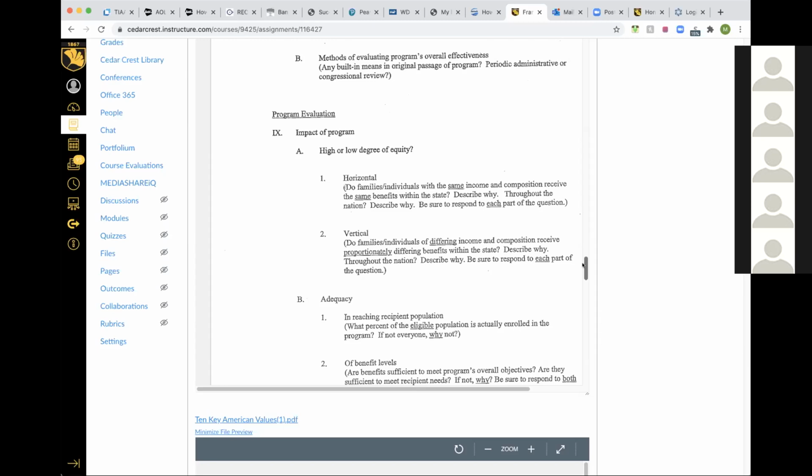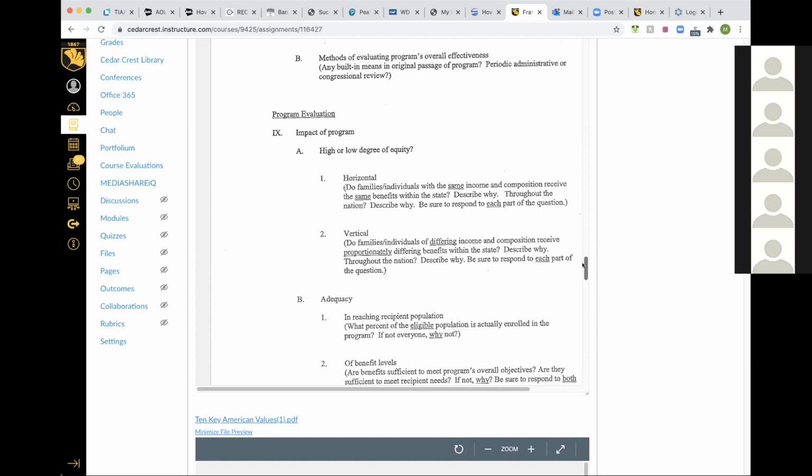Now, if you think about this in analyzing a program, this is a critical question, because if you find out that of the eligible population for your program, only 70% are actually enrolled, that's a problem. That means 30% of the people who are eligible for this program aren't even enrolled in it, which defeats a major part of the intent of the program on behalf of Congress, that everybody who's eligible for the program is receiving benefits for the program.